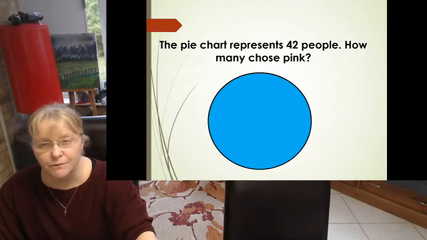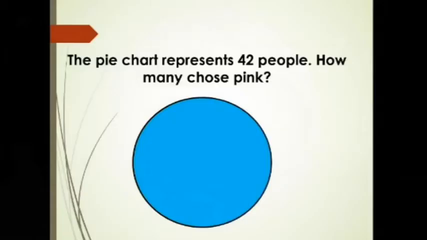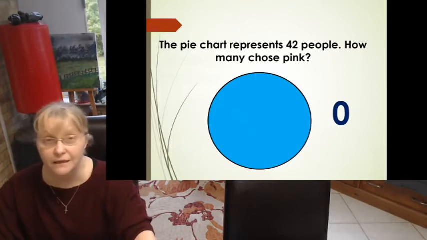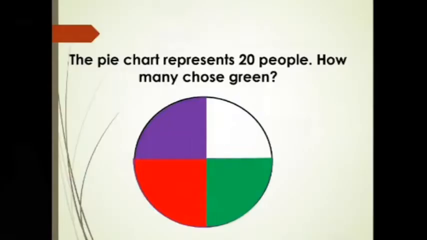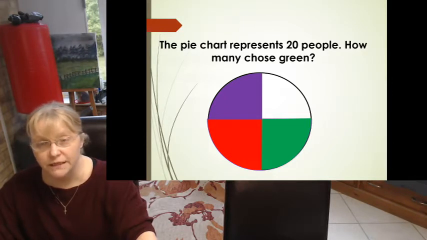This pie chart represents 42 people. How many people chose pink? Hopefully you realise it's a bit of a trick question. There is no pink, so the answer is 0. The pie chart represents 20 people. So how many people chose green? And hopefully you've seen that green is a quarter, so it's 20 halved, which is 10, halved again, which is 5.